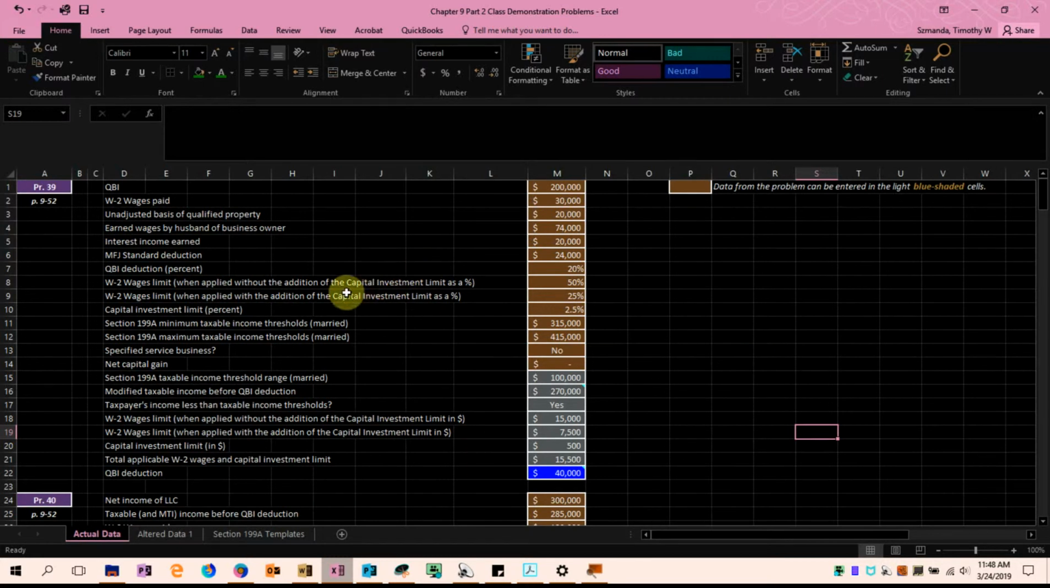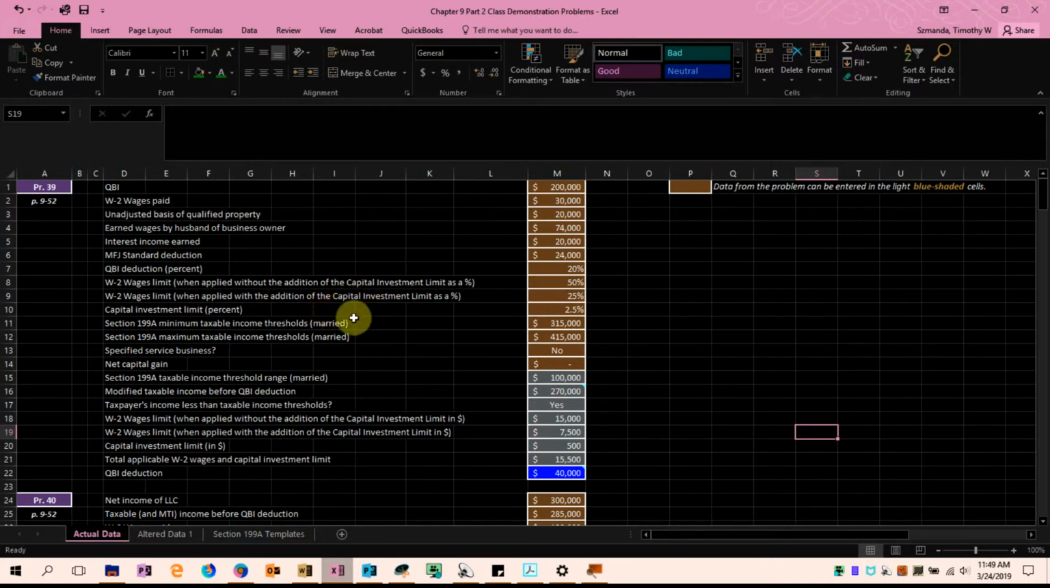All right, so first of all, in problem number 39, found on page 952, Shelley has $200,000 of qualified business income. She paid $30,000 in W-2 wages and has $20,000 of qualified property. Shelley's spouse earns $74,000 of wages, $20,000 of interest income. They're filing jointly and take the standard deduction. The question is, what is their QBI deduction, qualified business income deduction?